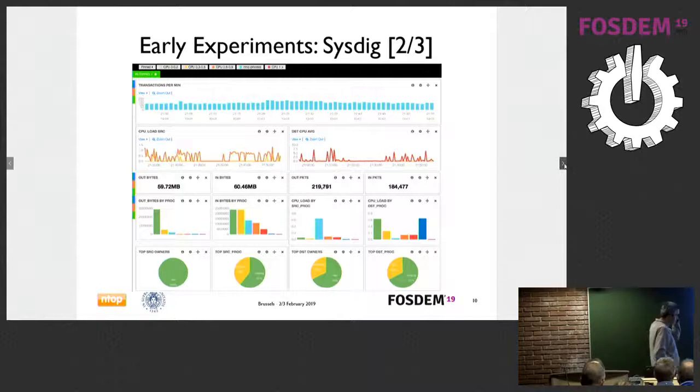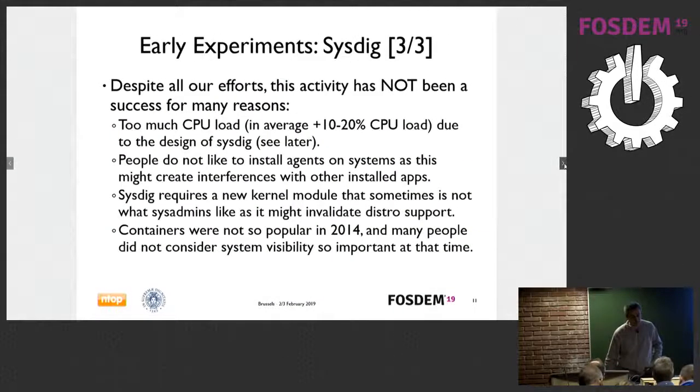So this code is still available. We integrated that with Elasticsearch. You can see the nice graph, the top processes, and so on. Very nice. I spent a lot of time on that. But it was a failure. It was a very big failure for many reasons.